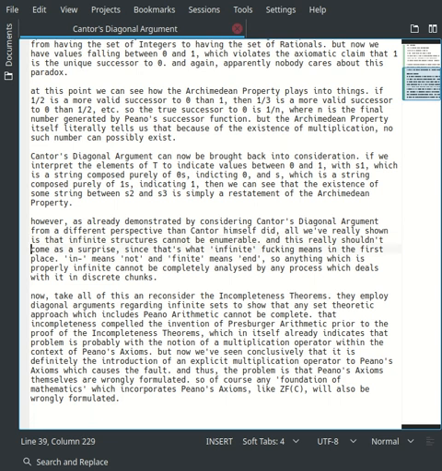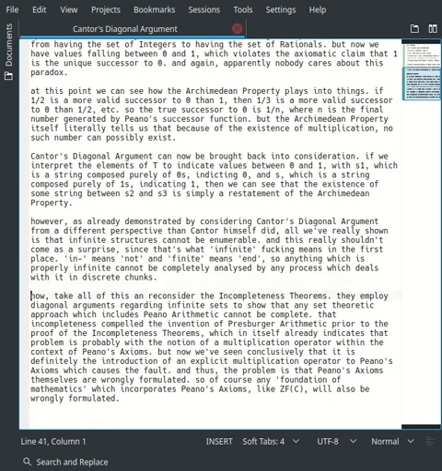And this really shouldn't come as a surprise, since that's what infinite means in the first place. In means not, and finite means end. So infinite means not ending. So anything which is properly infinite cannot be completely analyzed by any process which deals with it in discrete chunks.